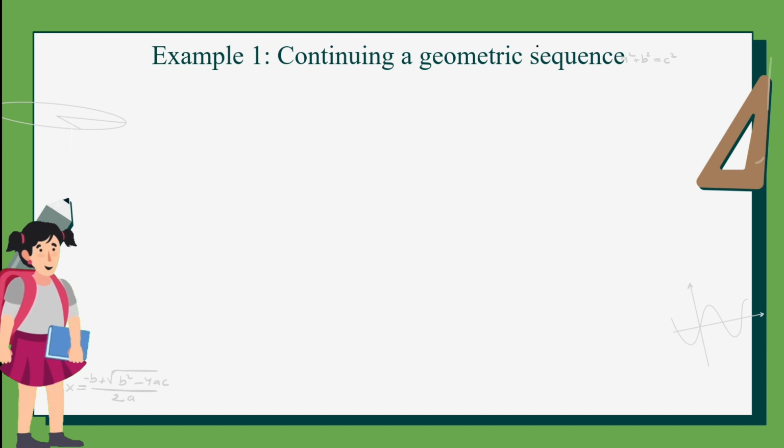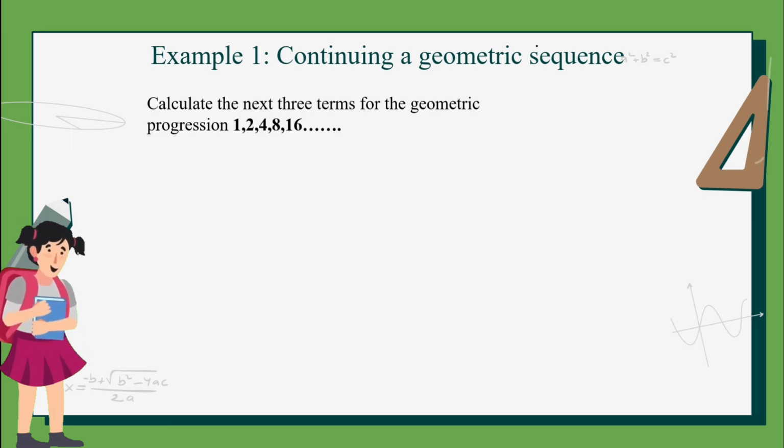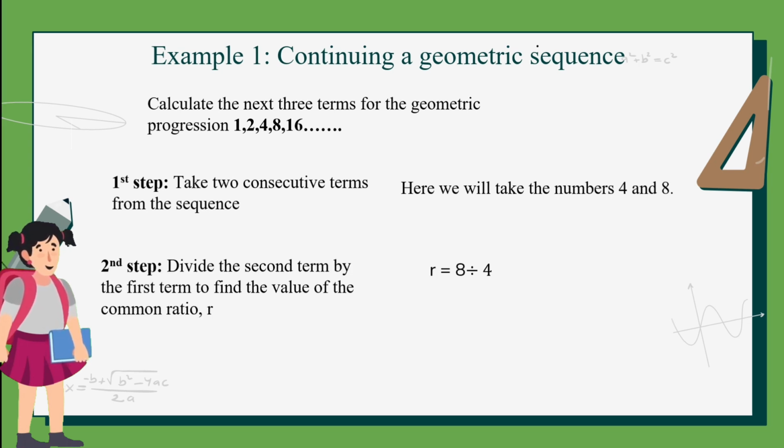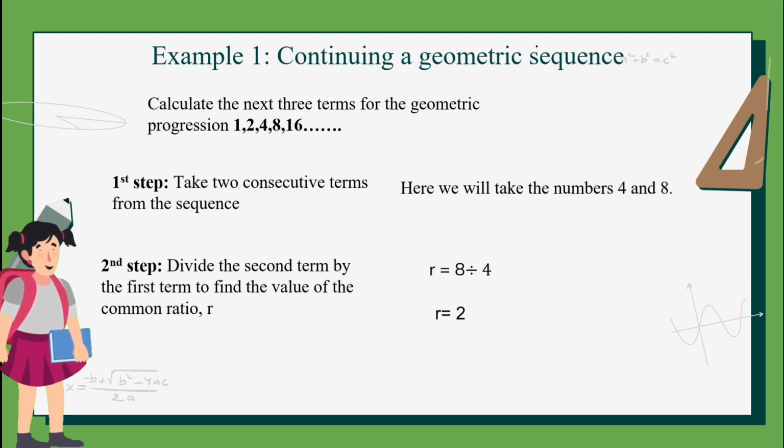Example number 1. Calculate the next 3 terms for the geometric progression 1, 2, 4, 8, 16, and so on. So the first step here is take 2 consecutive terms from the sequence. So kukunin natin ang 4 and 8. Second step is divide the second term by the first term to find the value of the common ratio, or R. So which is the fourth term divided by the third term, which is 8 divided by 4, so we get the common ratio is equal to 2.